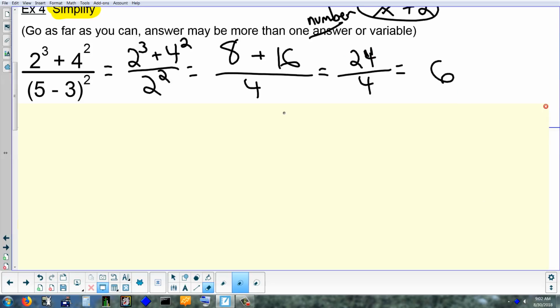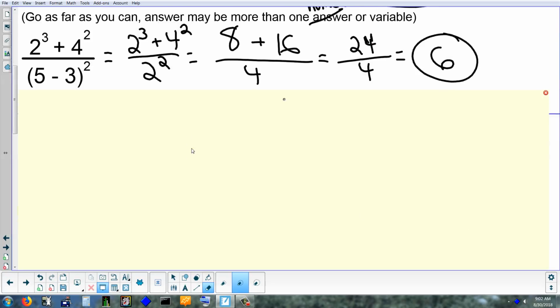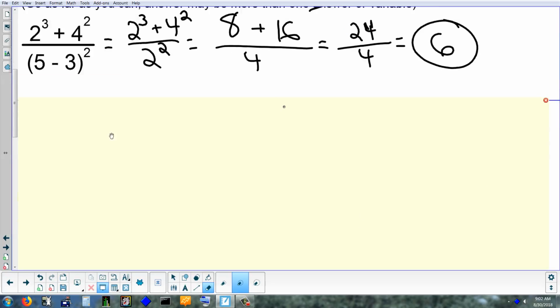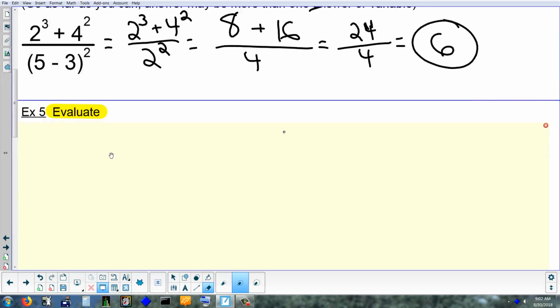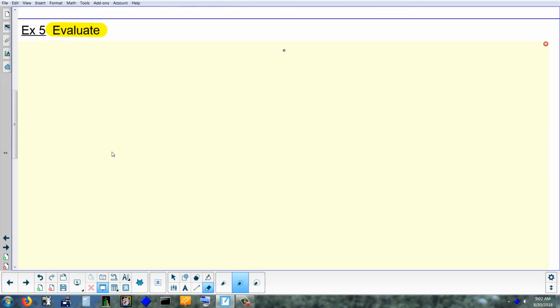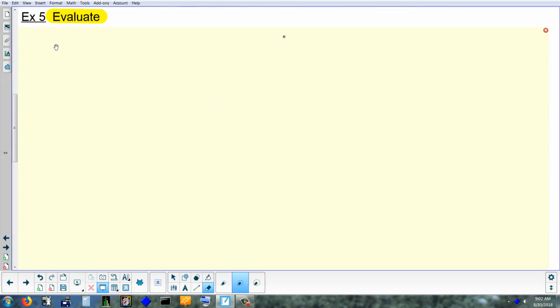And it's going to be 6. Final answer. Again, in that case, when I simplified it, it worked out nice. It worked out nice because I didn't have any variables. Now, evaluate. What am I going to see now in this problem that's going to be different than the problem I did before this?